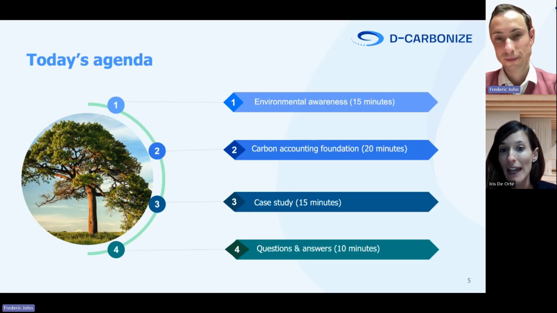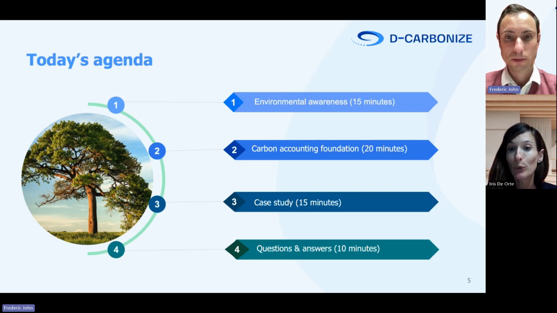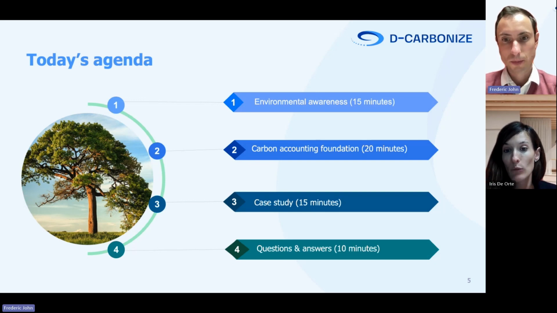With regards to today's agenda, we are going to start with an environmental awareness session, because it's always important to know why we do what we do and the impact of human activities on the environment. We are going to continue with a carbon accounting foundation, which is divided into the carbon footprint methodology and a case study to share some practical insights. And we are going to finish with a session of questions and answers, where we encourage you to ask as many questions as you have.